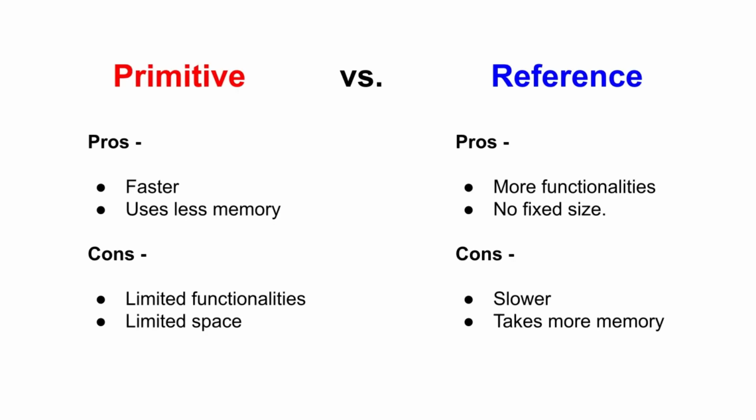In Java, there are two types of data types: primitive and reference. Primitive data types are faster and take up less space. However, they have limited functionalities and a limited space. Reference data types are slower and take up more space, but they have way more functionalities, so we can do more things with it and don't have a limited space.